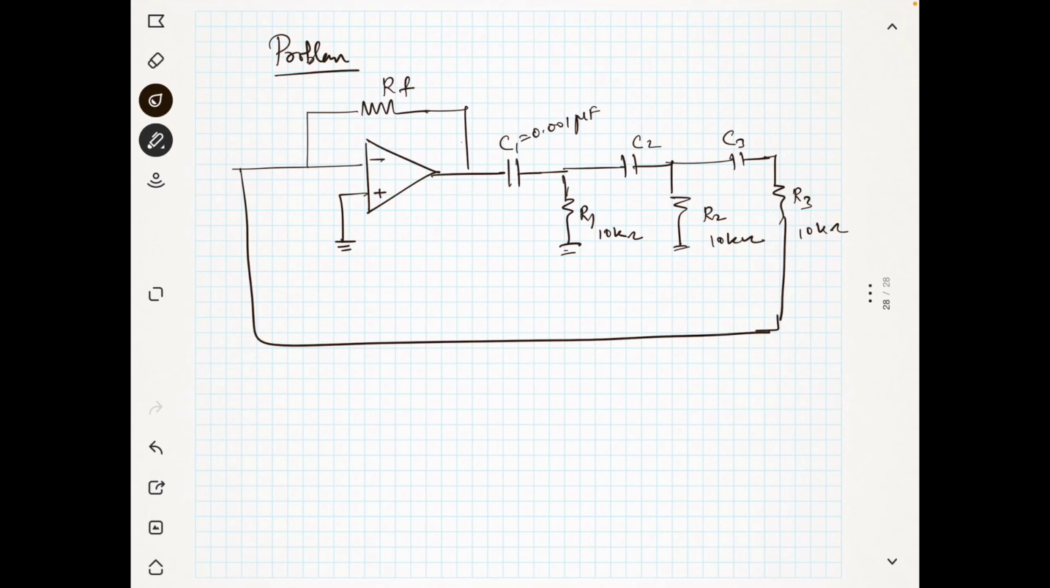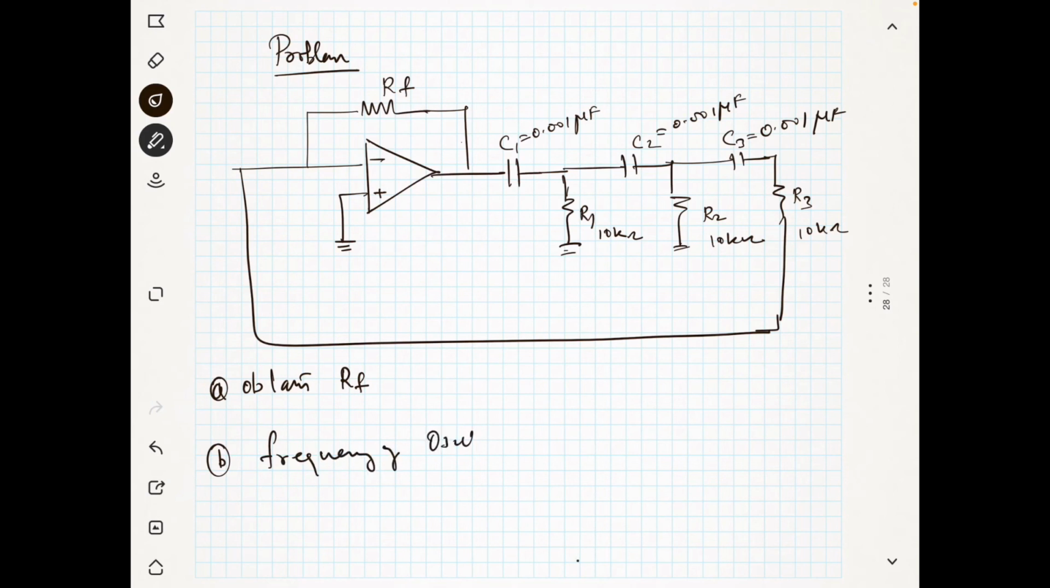Now this is 0.001 microfarad. You have to obtain the RF and obtain the frequency of oscillation. So if you connect the circuit like this, it will provide the oscillation. Now how to find the RF?